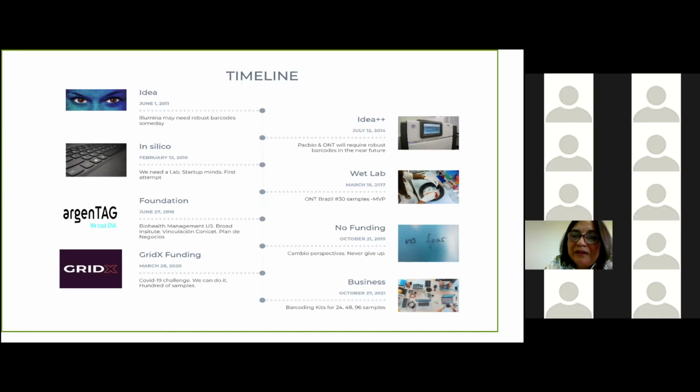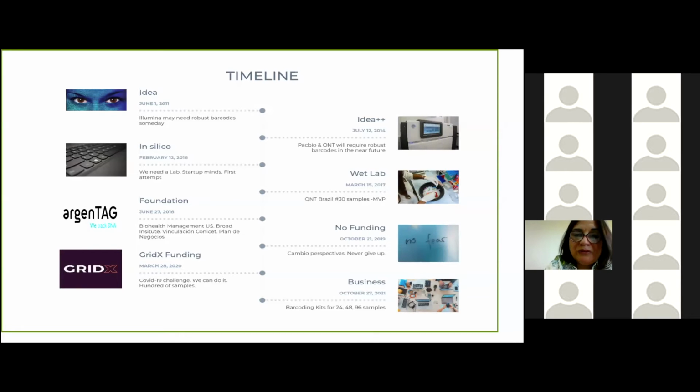At that time, we realized that we needed to move from the dry lab to the wet lab. And we did it with the help of another group, which was led by an incredible woman in Brazil, Enrique Hassan. There we produced our minimum viable experiment and realized that we could effectively use these barcodes to produce multiplex long-read sequencing in the Oxford Nanopore sequencing machines.